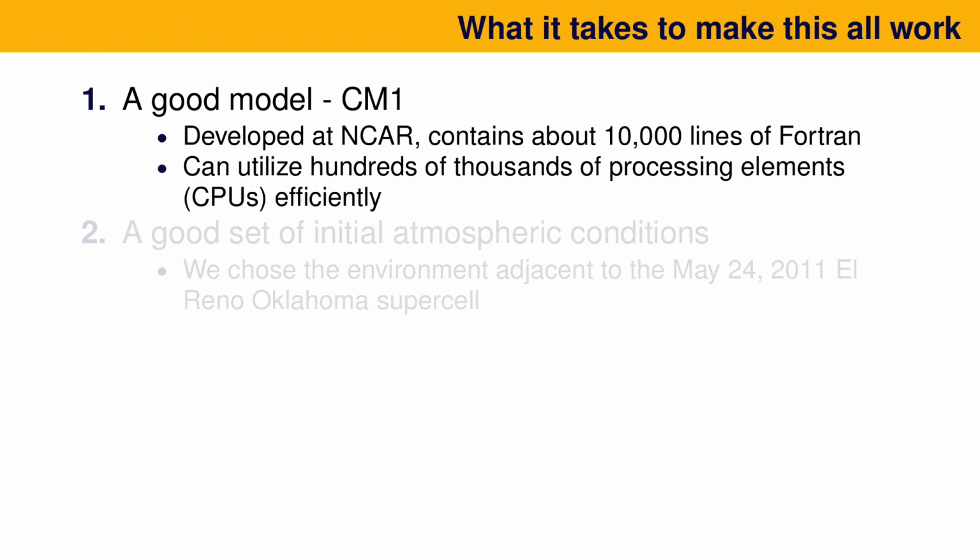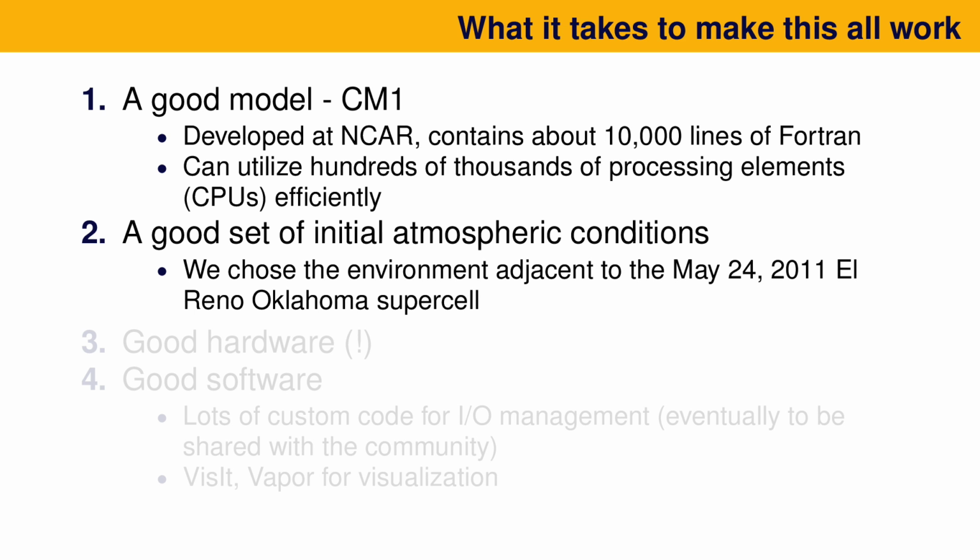So what do we need to get this to work? A good model. We're using CM1, developed at NCAR. It's about 10,000 lines of Fortran. George Bryan wrote the model, and it does overlap communication with calculation, so it's pretty efficient at scale as well. We need a good set of initial conditions. In this case, we went to a Rapid Update Cycle forecast model. We plucked out a vertical sounding from a 1-hour forecast that was adjacent to an actual storm that formed and used that as the initial base state for CM1.